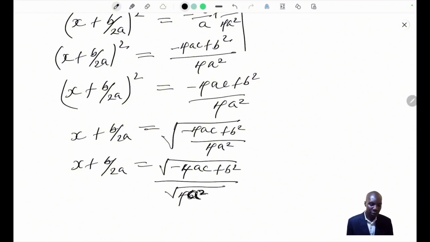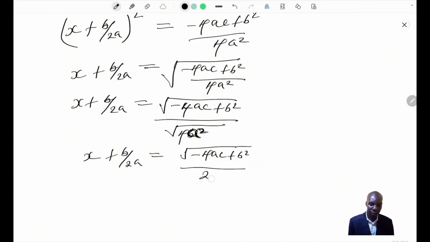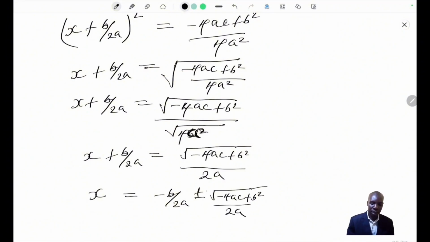4a squared. So that is going to give us x plus b over 2a is supposed to give us minus 4ac plus b squared over 2a. So x alone is equal to minus b over 2a plus or minus the square root of minus 4ac plus b squared over 2a.